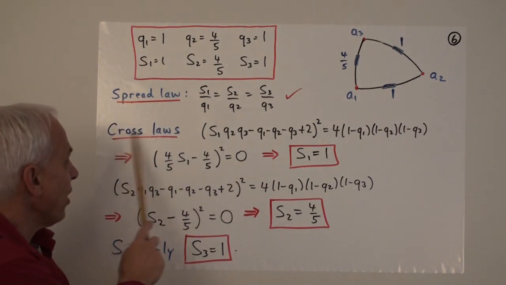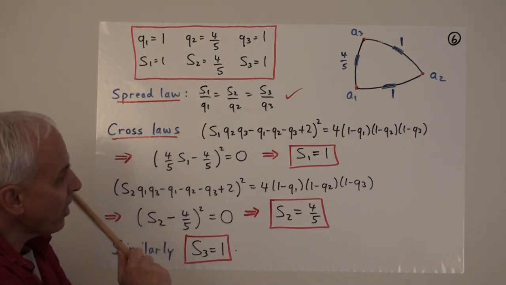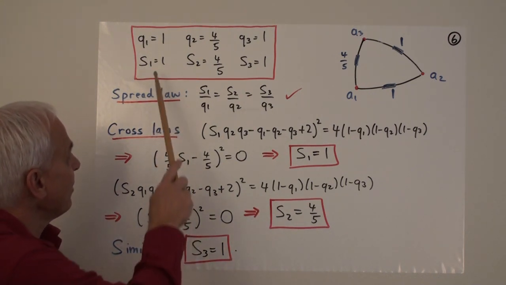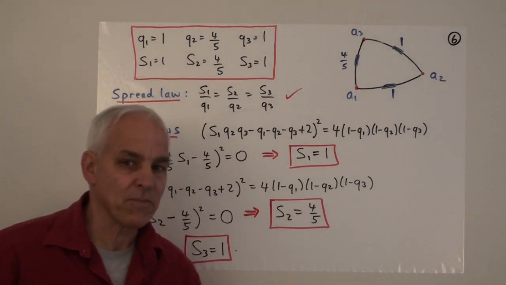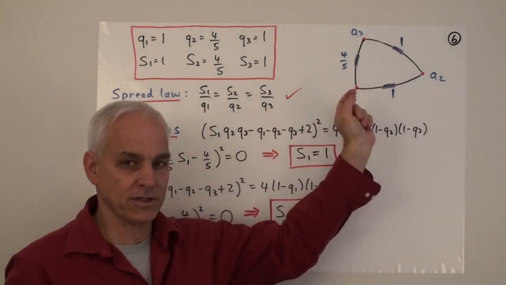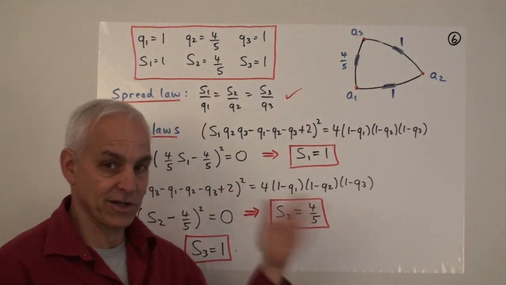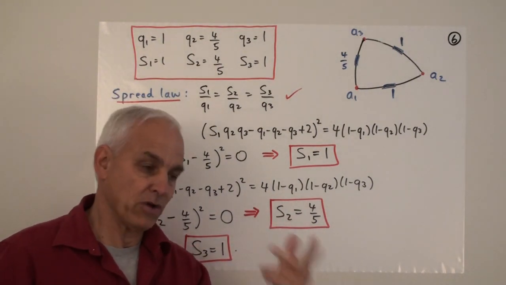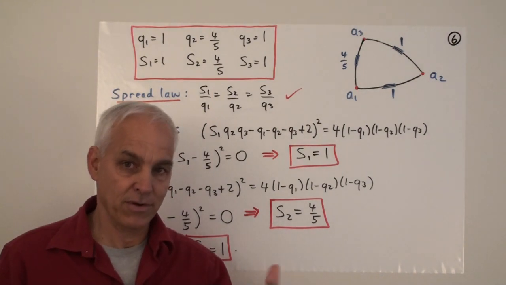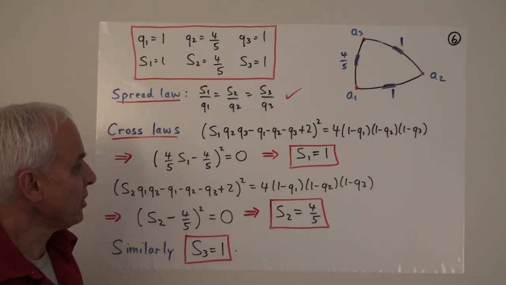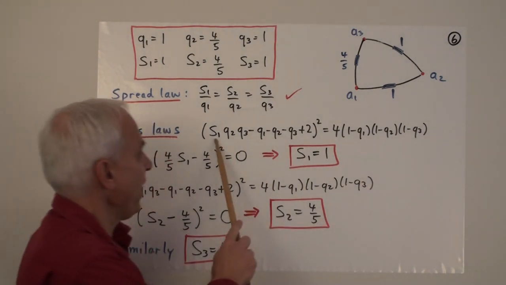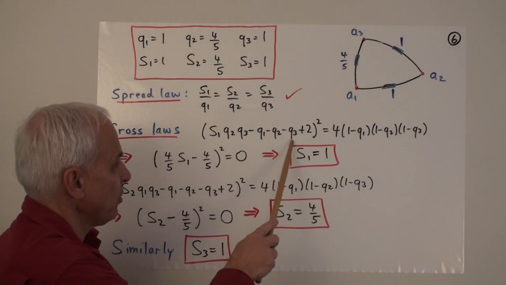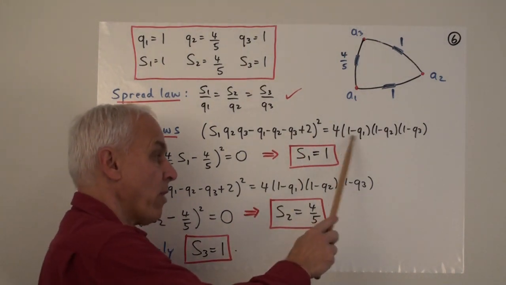And what about the cross law? Well, the cross law is useful here in that we could actually calculate the spreads from the trigonometry if we only knew the three quadrances. That's the role of the cross law and the dual cross law. If we know three quadrances or three spreads, we can generally get pretty good information about the other set. So here, for example, is the cross law involving S1: (S1 Q2 Q3 minus Q1 minus Q2 minus Q3 plus 2) all squared is 4 times (1 minus Q1)(1 minus Q2)(1 minus Q3).